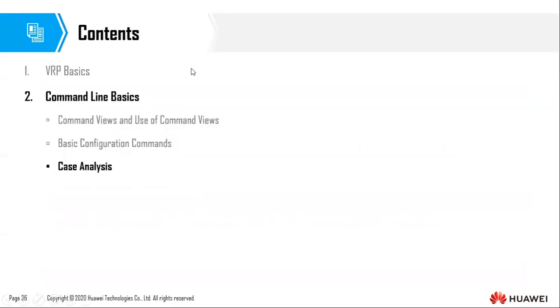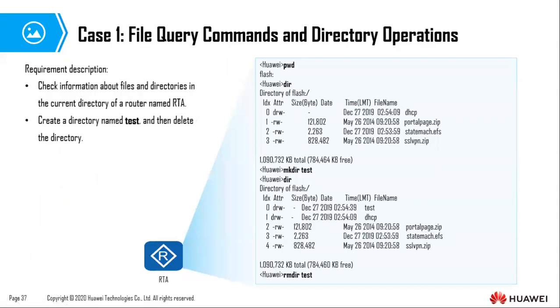Okay, so let's look at a case. So we are just about to wind up. So let's look at this particular case. The requirements description: we want to check information about files and directories in the current directory of a router named RTA. And then we are supposed to create a directory named test, then we delete it. So that is what we want.